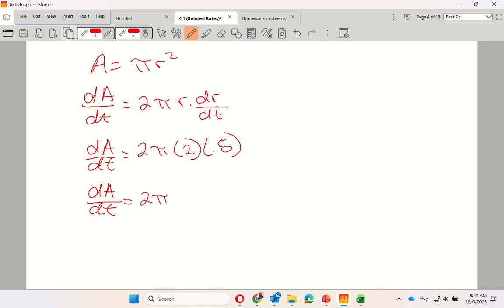Units. Units is worth 1 point. This problem pops up every year, not this exact one, but just like this. Related rates on the AP exam. What are my units? This is always worth 1 point to get this right. Meters per second? Close. No, it's meters squared, because it's area, right? That's meters squared per second. Very good.